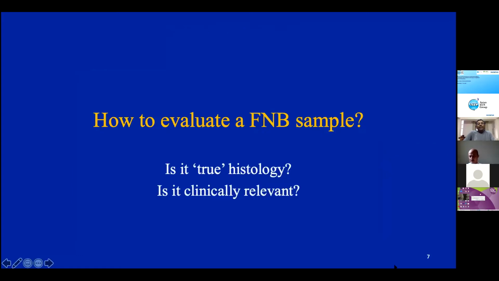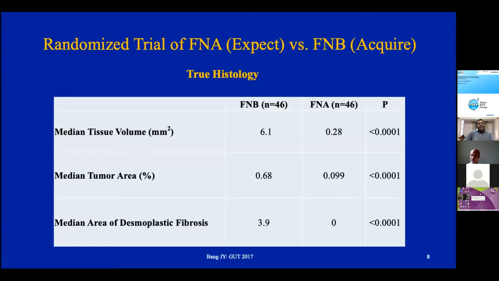So how do you evaluate a FNB sample? Is it true histology? And is histological tissue clinically relevant? So this is a randomized trial of about 46 patients who are randomized to both FNA and FNB needle. And here you can see the tissue volume is 30 times higher for FNB. The tumor area is again 70 times higher. Fibrosis with FNB needle is positive at least 4 times more than with the FNA needle.